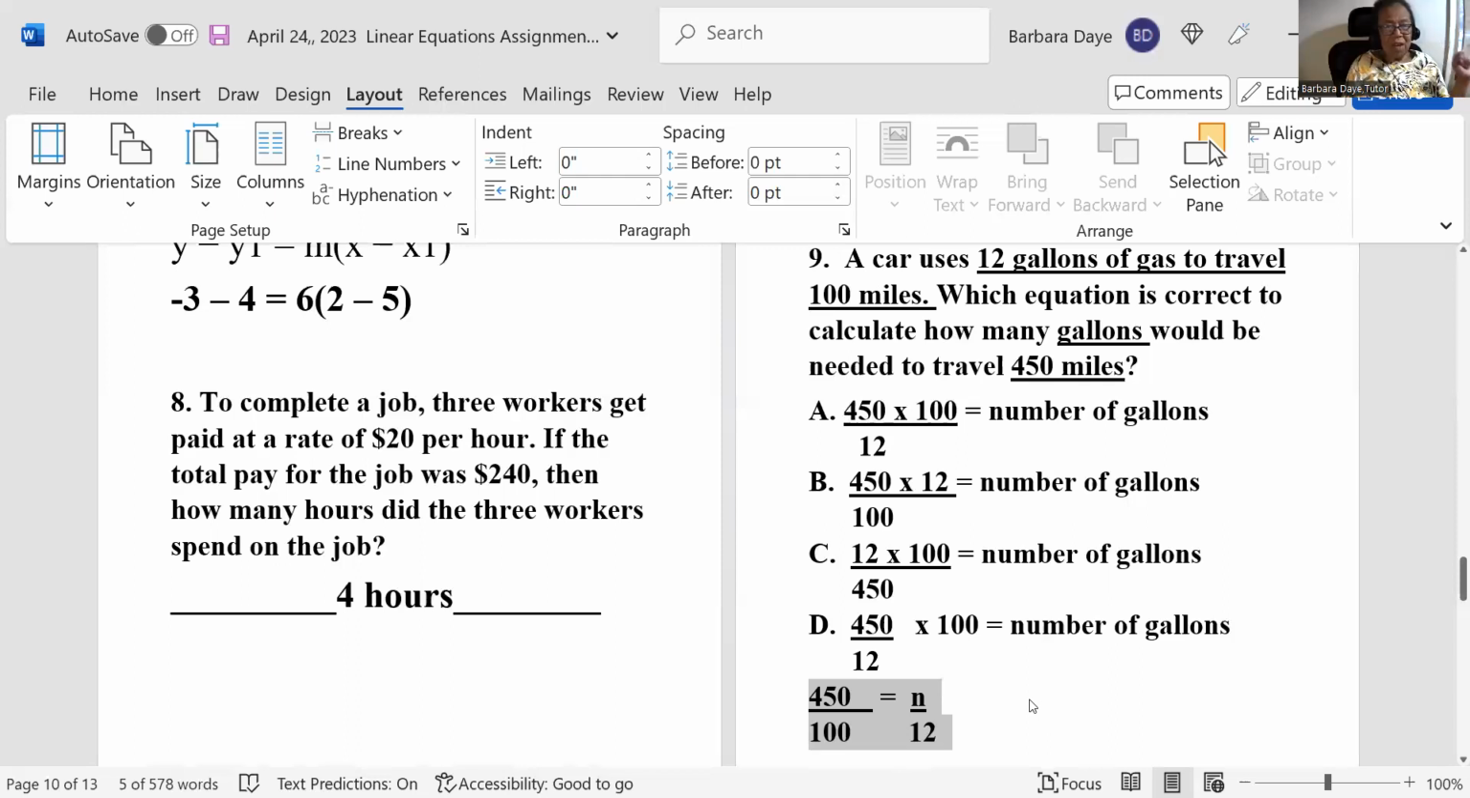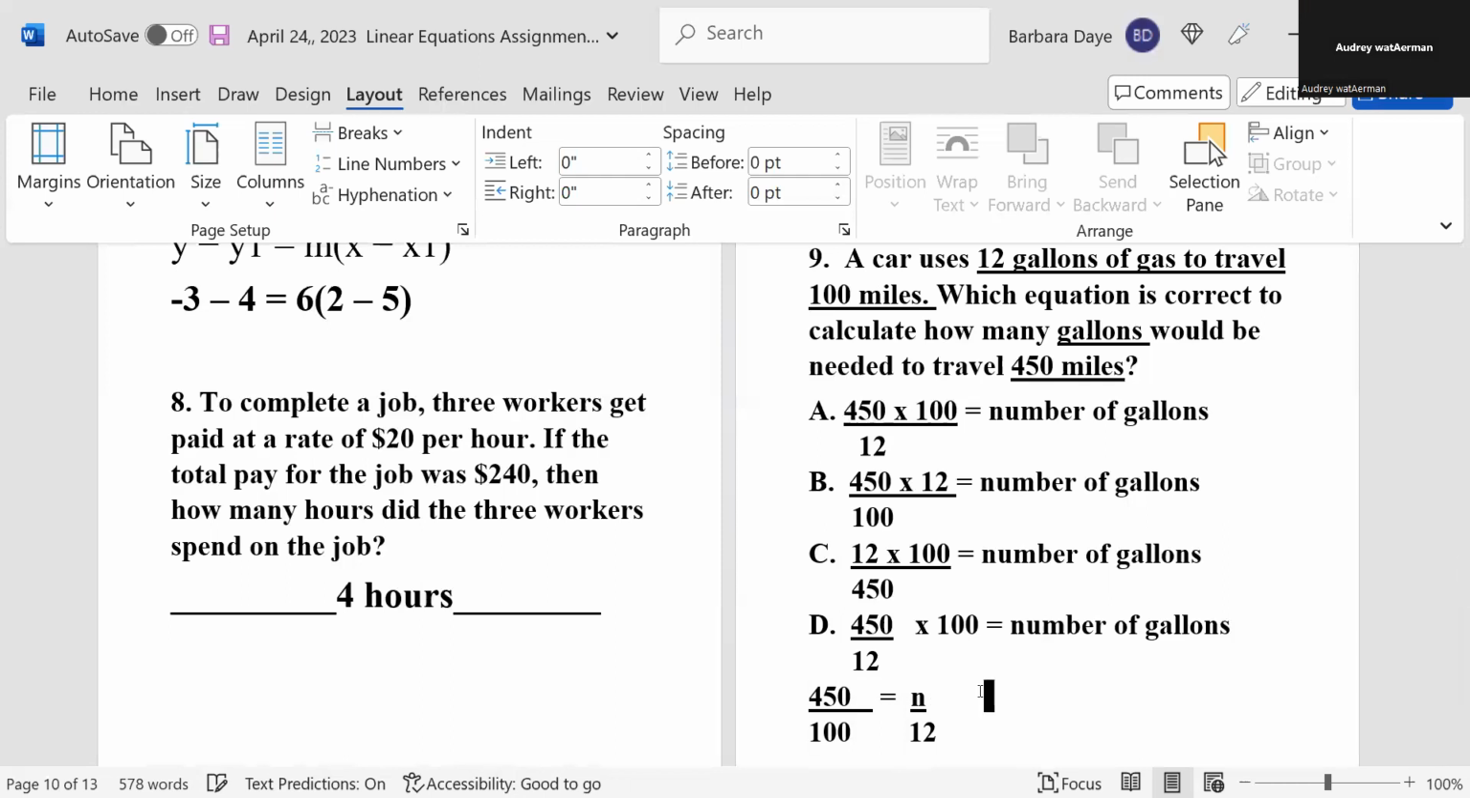I don't need you to solve it. It says which equation is correct. Audrey, I think you solved it. The answer is B. What happened is I had it circled and then I had it at the side what it would be. That's okay, you had it correct. The 54 gallons, I gave you credit for it, but you only had to pick the setup: cross multiply 450 times 12 divided by 100. So answer B.